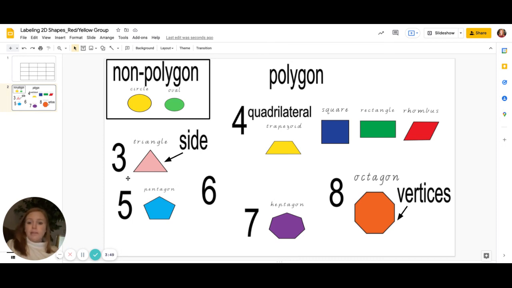Any shape that has 3 sides is called a triangle. Any shape that has 5, 6, 7, or 8 sides has its own name. The only thing that's different is for 4 sides. Their last names are all quadrilateral, but they all have different first names. So you got to be aware.